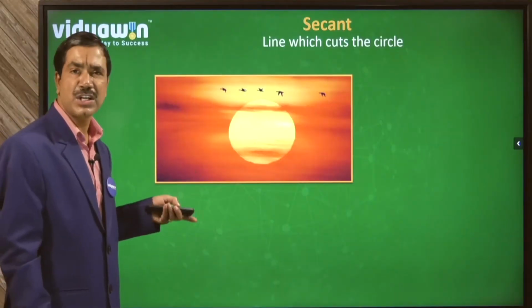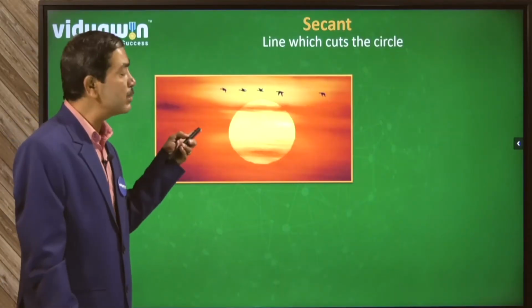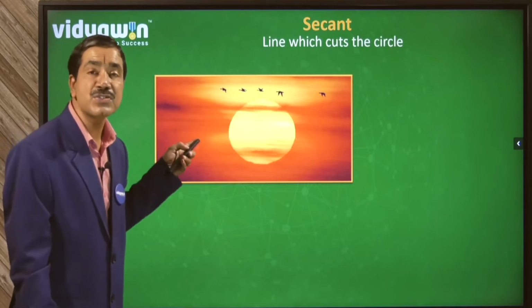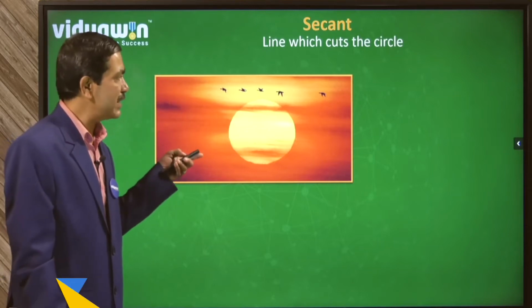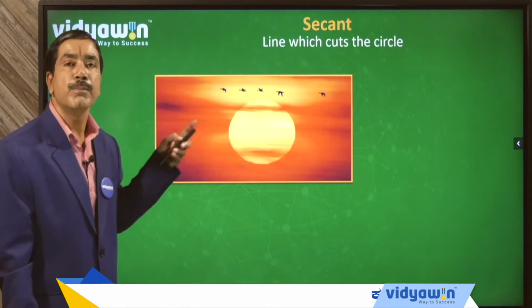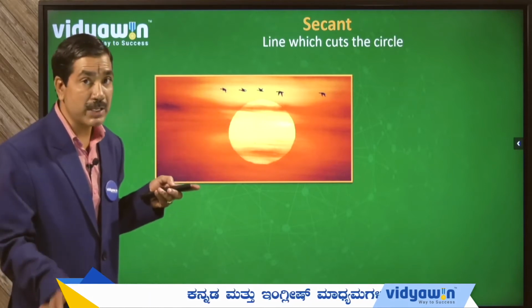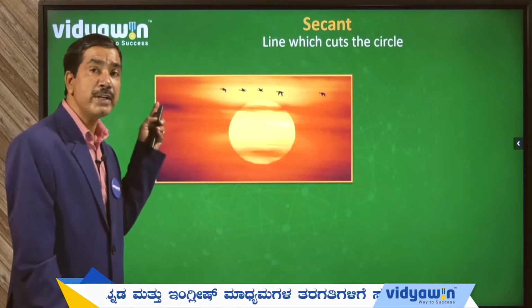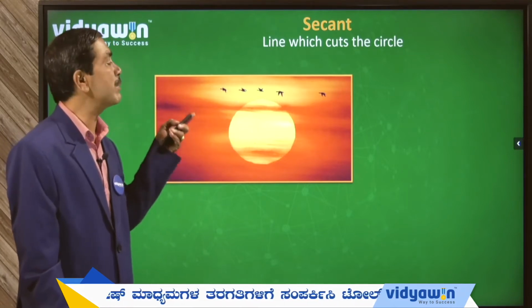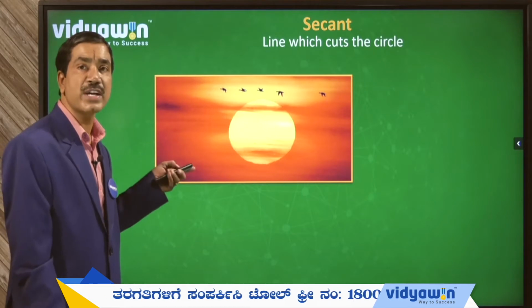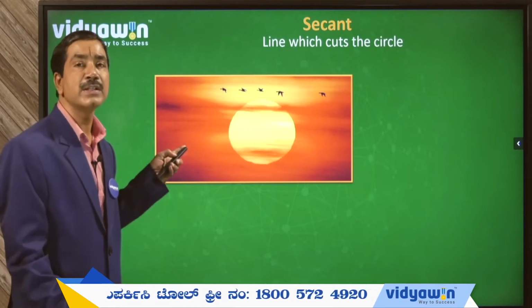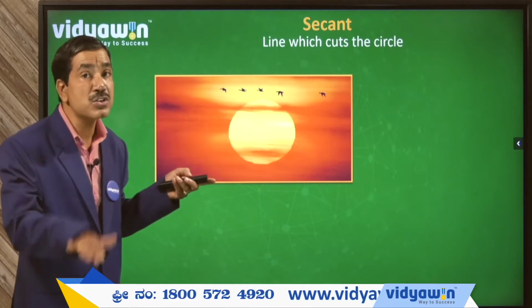Here you can see a very nice day-to-day scene where, at sunset or sunrise, both times the sun appears in this color. Sometimes the sun is covered with some clouds. So this diagram, how we have just equated with our situation.